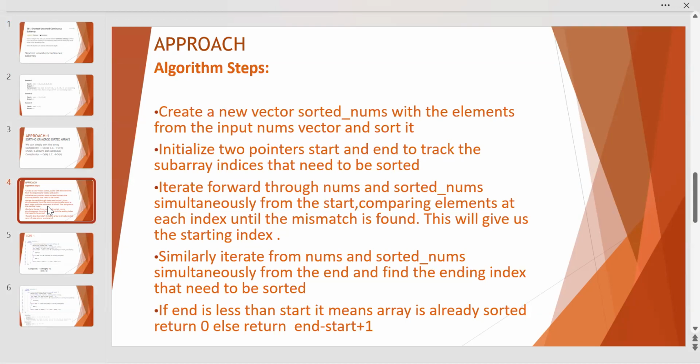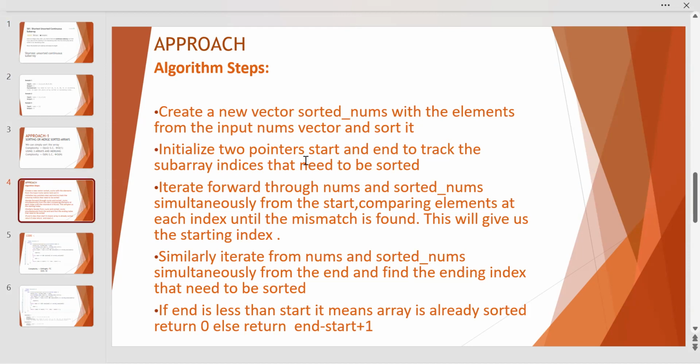The very first step is going to be, we are going to create a new vector sorted nums, and we are going to copy the elements of the given vector nums into that particular vector sorted nums. Now both the vectors nums and sorted nums will contain the same elements. The only difference is that nums will contain the elements as given and sorted nums will contain those elements in sorted order. So the very first step is, we create a new vector sorted nums with the elements from the input nums vector and we sort it.